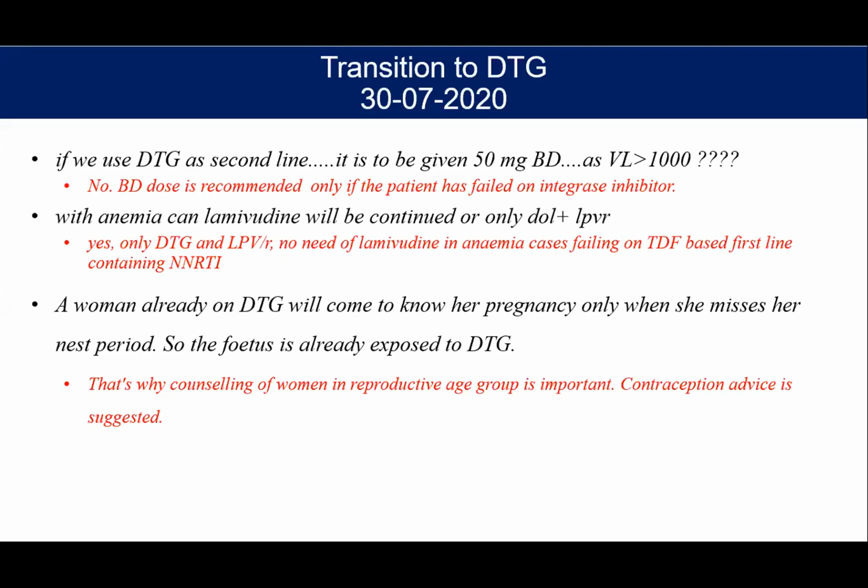A woman already on DTG will come to know of her pregnancy only when she misses her next period, so the fetus is already exposed to DTG. This is the reason why, especially after the first trimester, there is no point in withholding DTG. It needs to be continued as it is. The main counseling is basically for those women who are of pregnancy potential. They need to be counseled more.